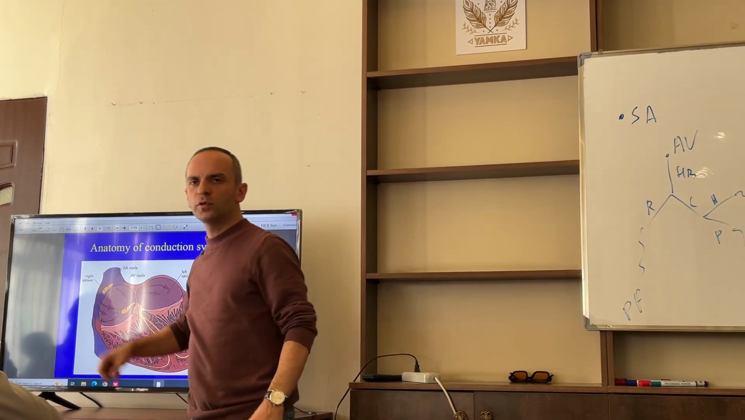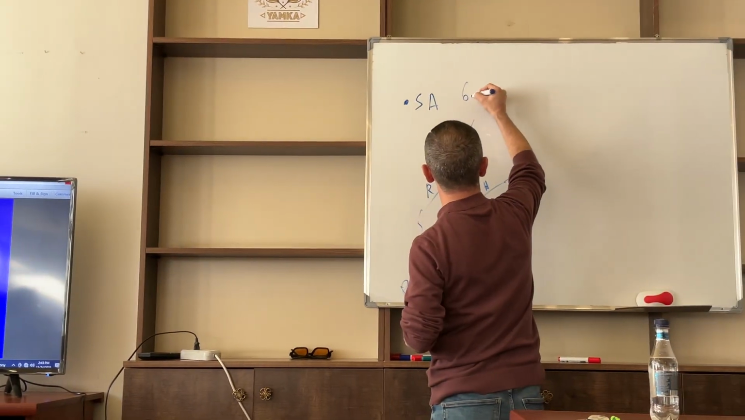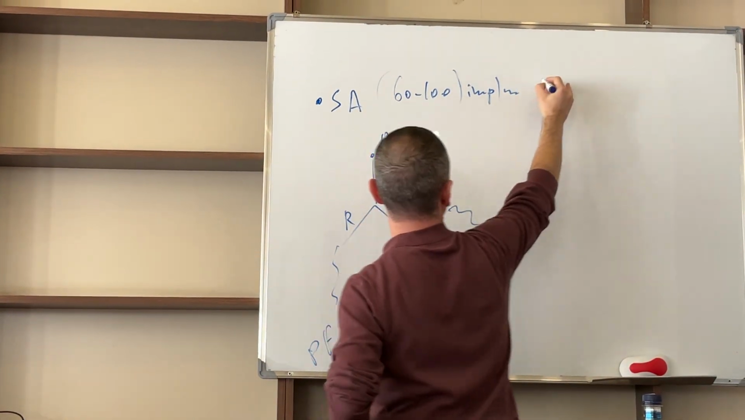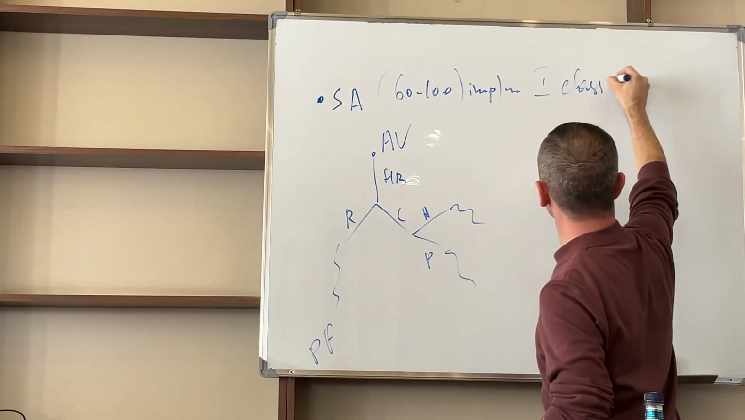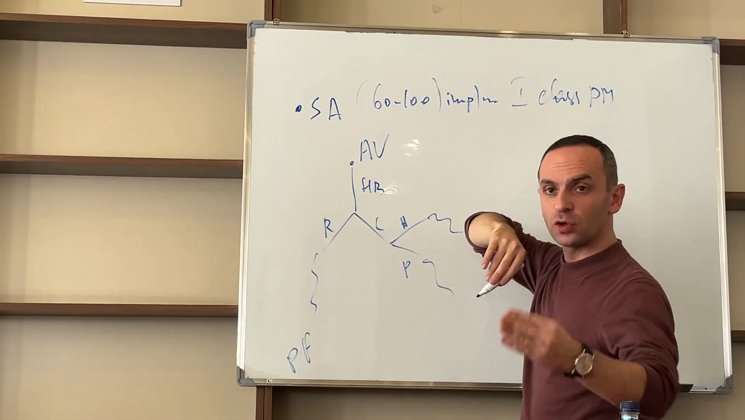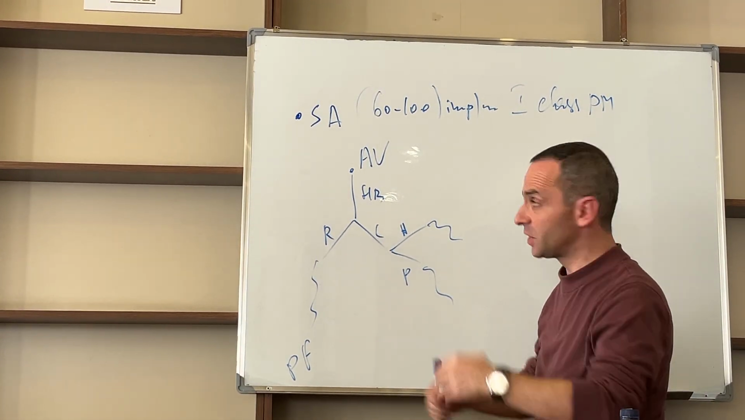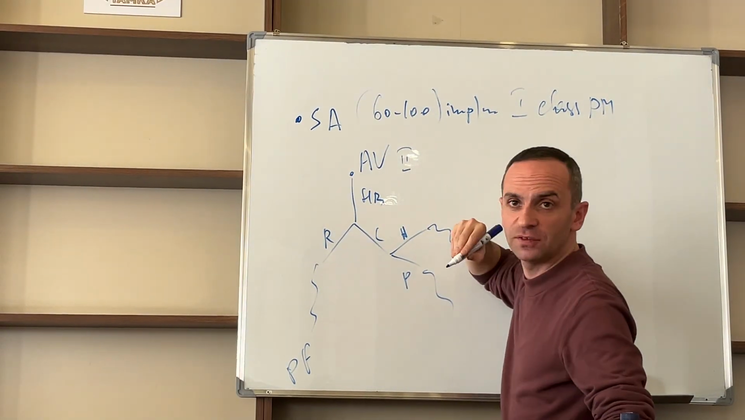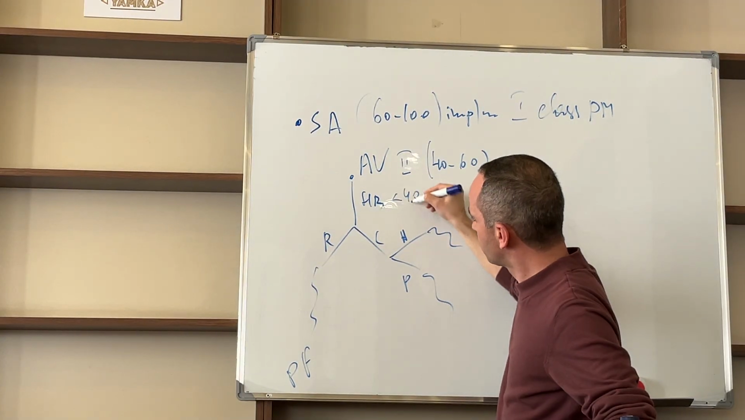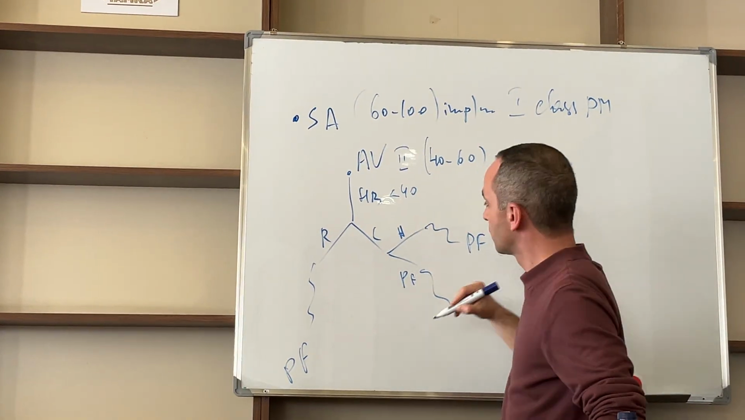Normally, impulses are formed in the first class pacemaker, the SA node, which gives 60 to 100 impulses per minute. When we say pacemaker, we don't mean artificial pacemakers, we mean natural pacemakers. Second class is the AV node, which gives 40 to 60 impulses. His bundle gives less than 40. Purkinje fibers give less than 20.